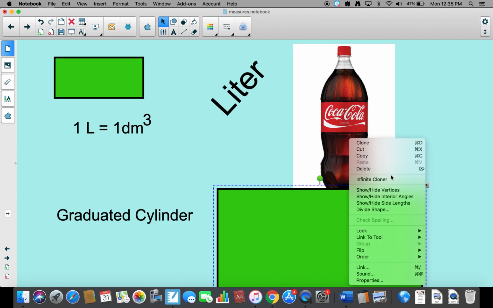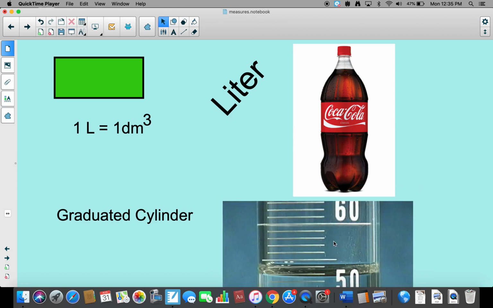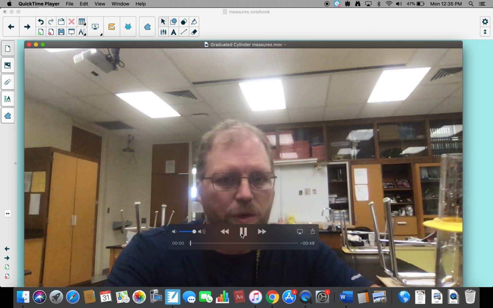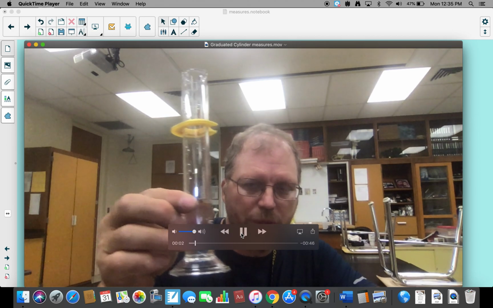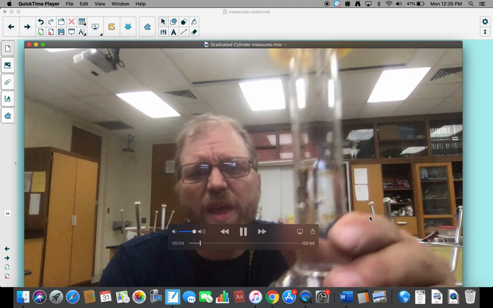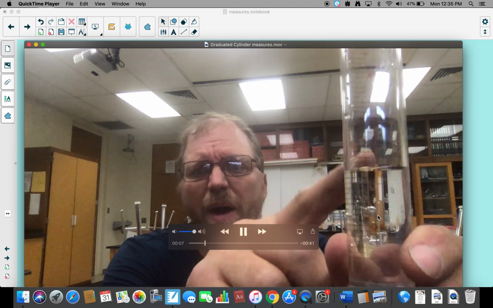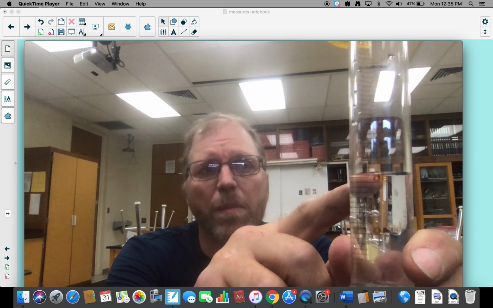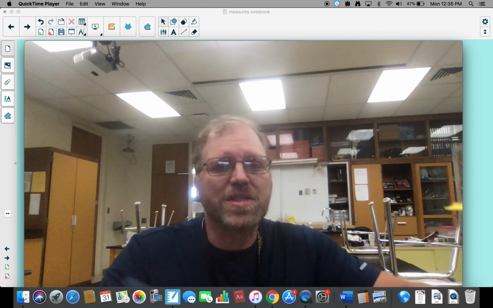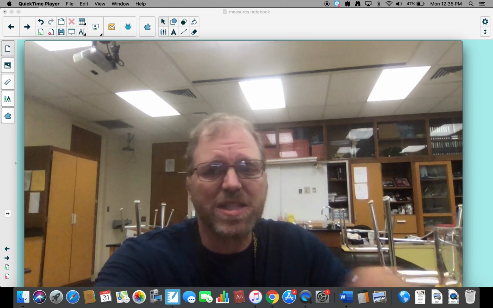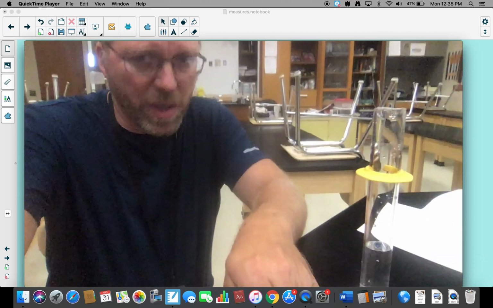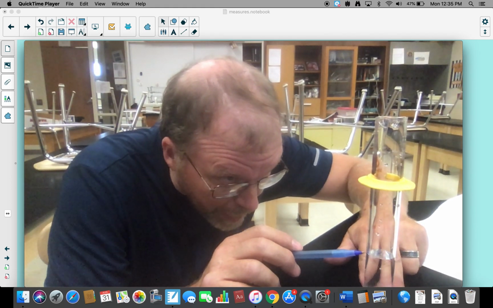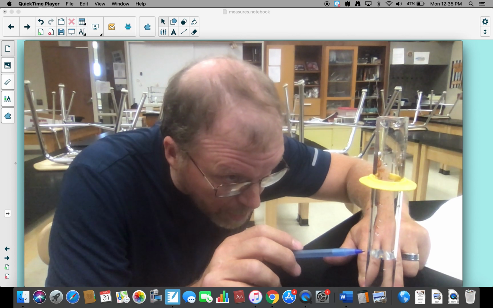Graduated cylinder looks like this, and again, quick video. Okay, we're going to show how to make measurements with a graduated cylinder. So when you do that, you see the meniscus, that's the bottom of this little curve right there. You're going to go to the bottom of that, and graduated cylinders always get measured to 1 decimal.